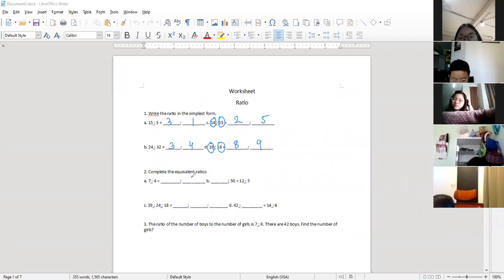7:4 is equal to what? So your choice, there can be many answers for that. You can multiply 7:4 by 3 or by 4 or 2. It depends on you. Suppose I'm multiplying by 2. So 7 times 2 is 14 and 4 times 2 is 8. So the answer is 14:8. Okay. Now in the same way, you have to write the equivalent ratio.